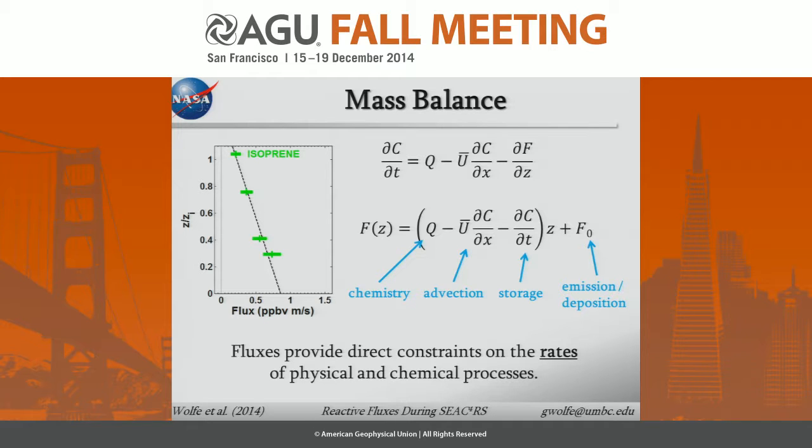So because of that relationship, which is not always that simple, it's not always linear, but the idea is that you can use these fluxes to get direct constraints on the rates of the physical and chemical processes.